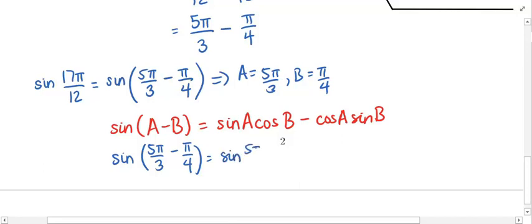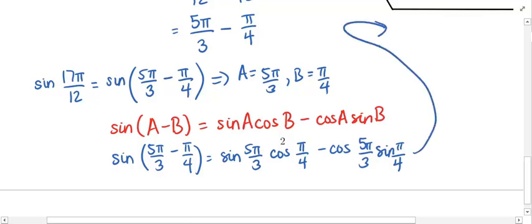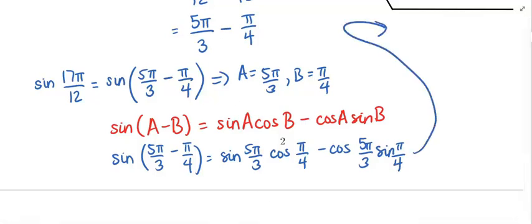This is going to be the sine of 5 pi over 3 times the cosine of pi over 4 minus the cosine of 5 pi over 3 times the sine of pi over 4. Okay, I'm going to continue this up here. Okay, let's go get these values.